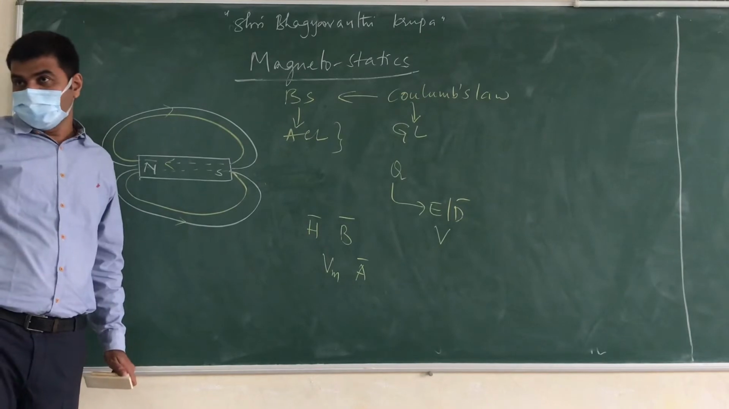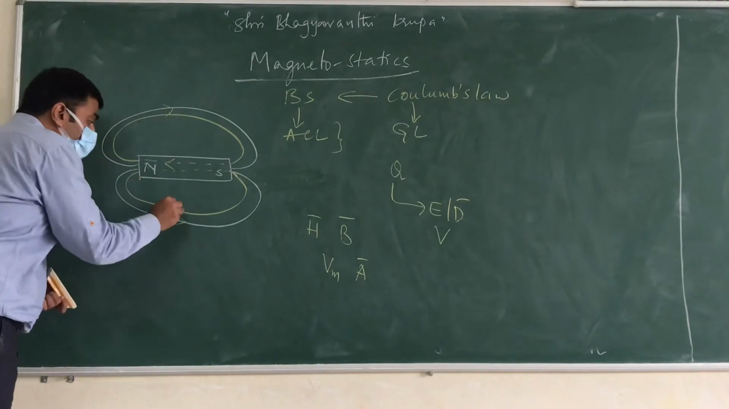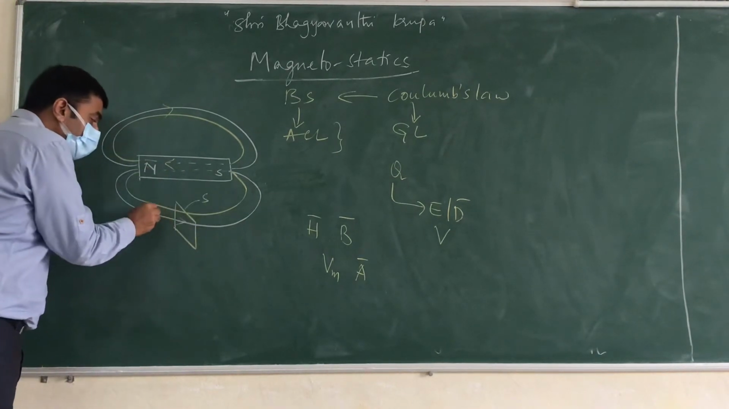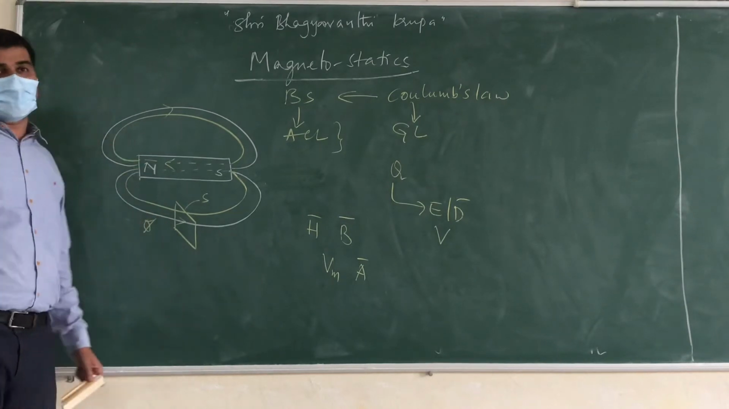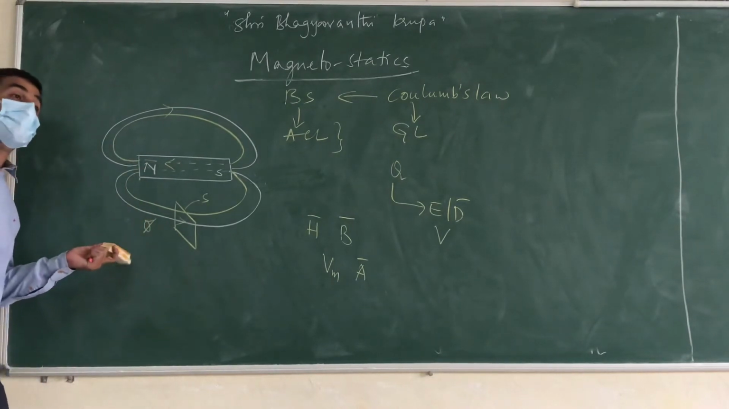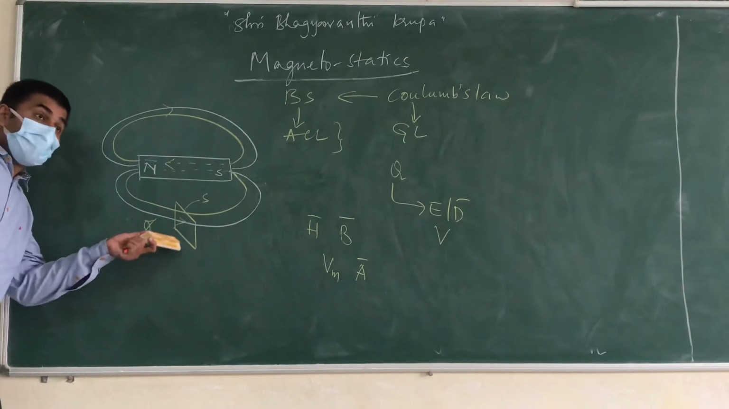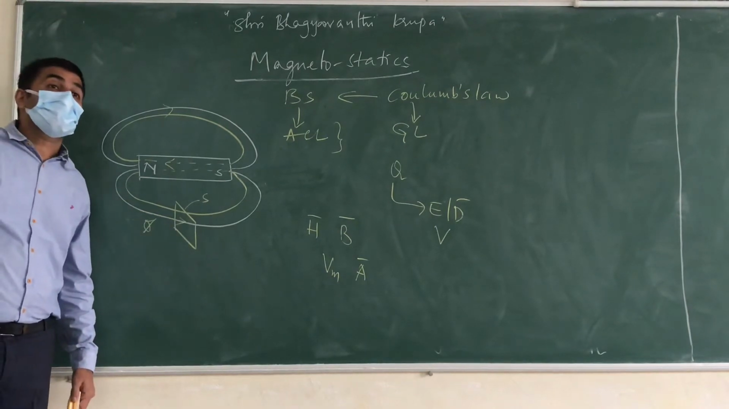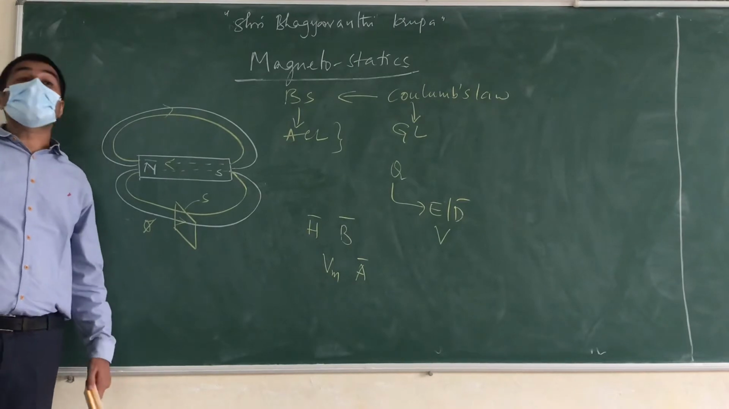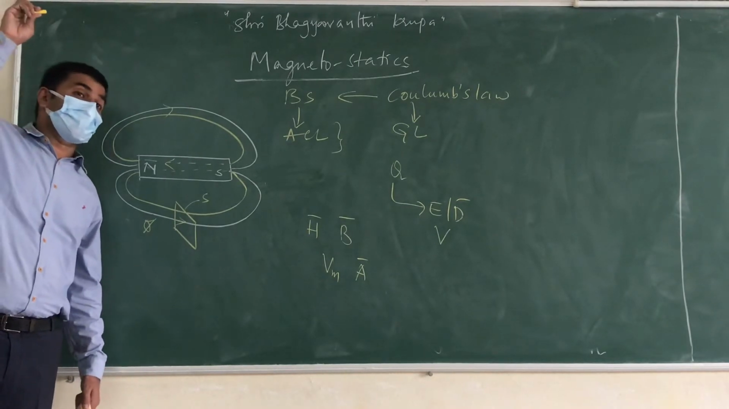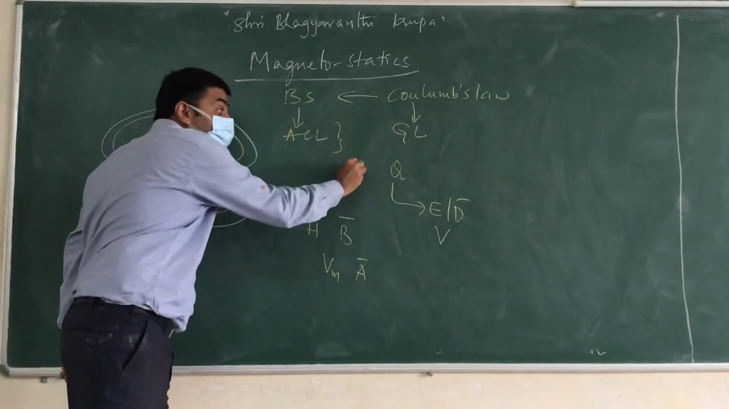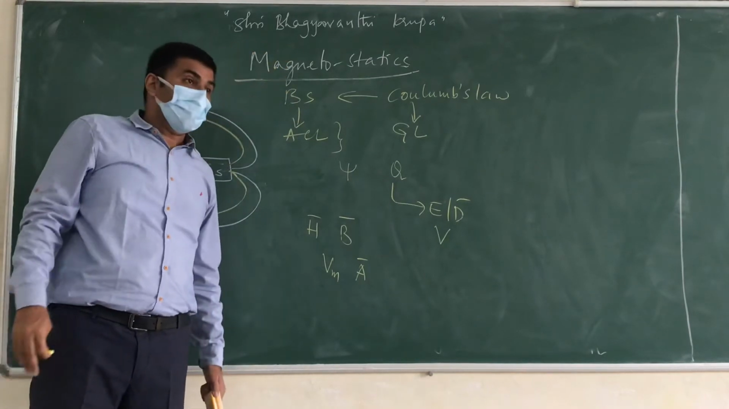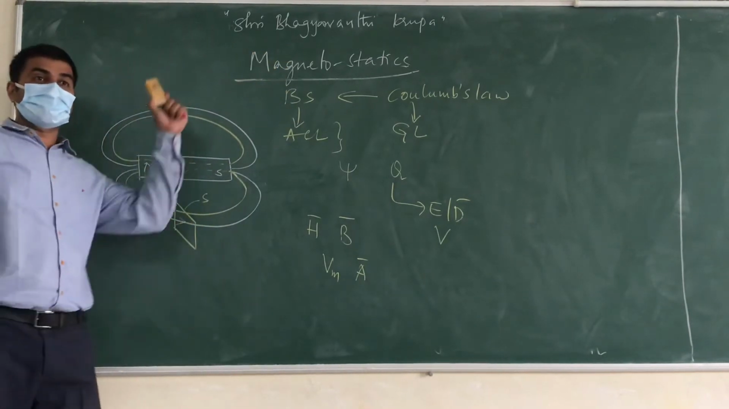Is it up? Then, if I fix some area, this magnetic flux I will denote by psi. The total number of magnetic flux passing through unit area is called magnetic flux density, similar to electric flux density. What did we denote as electric flux density? Total number of flux passing through unit area, where the area is held normal to the movement of flux. Here it is a magnetic flux, there it is electric.